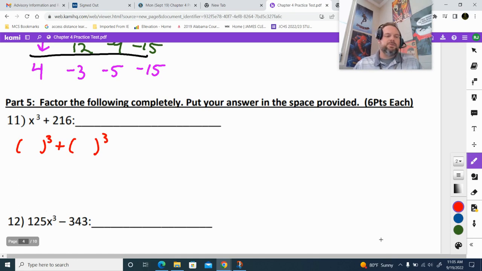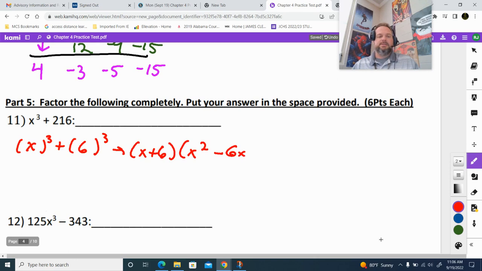All right, the cube root of x squared is x. The cube root of 216 is 6. So this will actually go to x plus 6 times x squared minus these two multiplied together, 6x, plus 36. Okay.